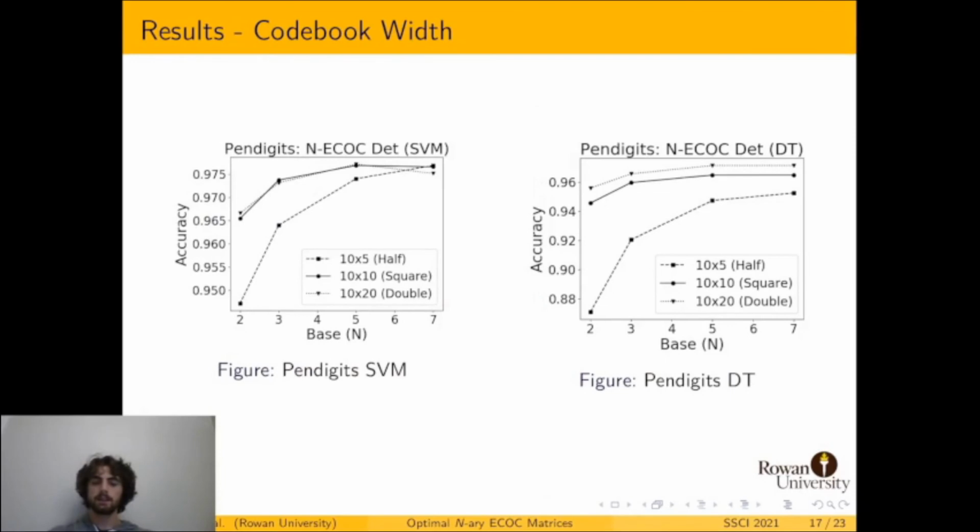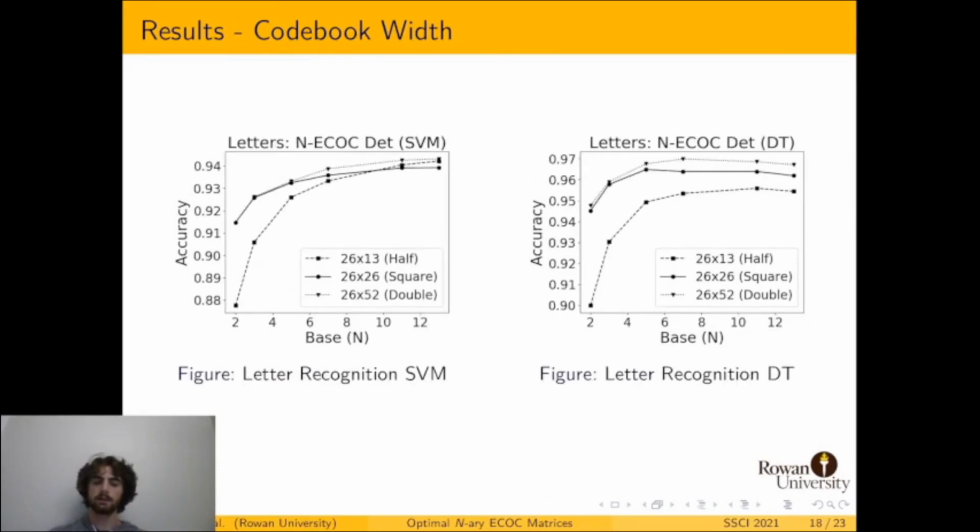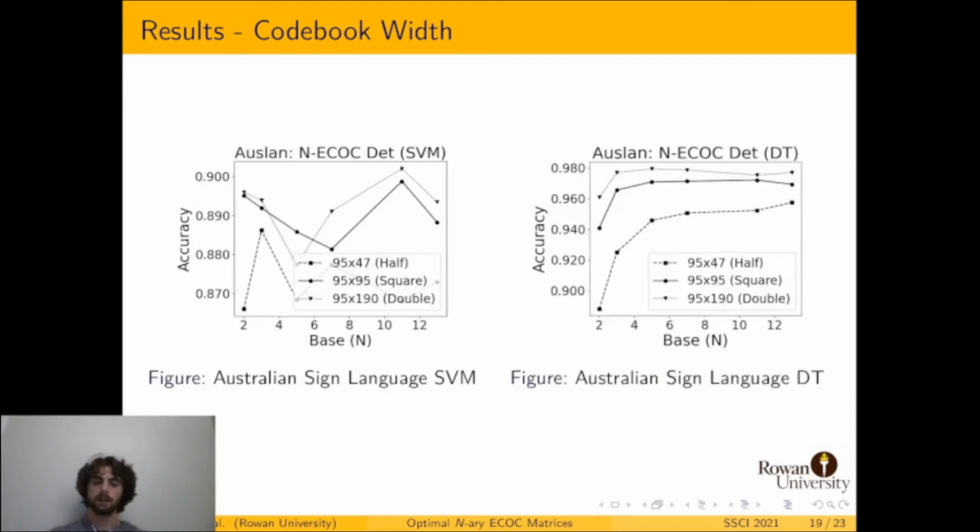In the second set, we explored the difference between performance for codebooks that have a different number of columns than rows. Codebooks with smaller widths are associated with fewer classifiers, and those with greater widths have more. In general, we found that increasing the number of classifiers is beneficial, but there are diminishing returns after it becomes large enough.